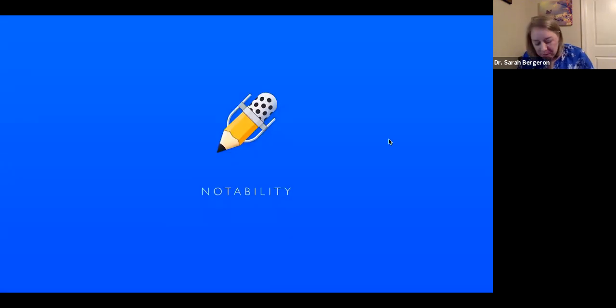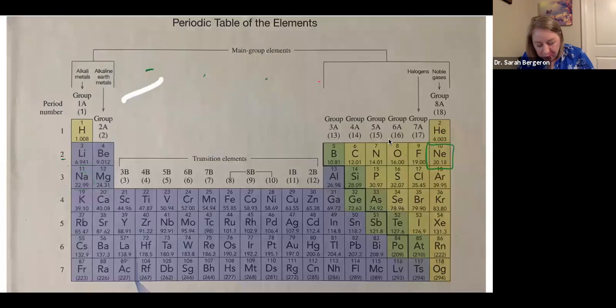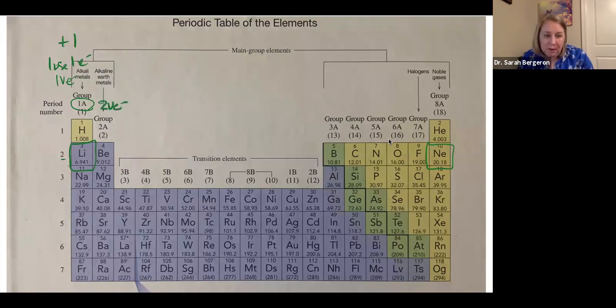Let's see if that makes sense. So, I can erase, right? Okay, so if we are in, let's say group 1A, let's say I'm lithium. What's going to happen to lithium? I have 1 valence electron. I want to lose that 1 valence electron, lose 1 electron. If you lose 1 electron, you're going to be a +1. What if you're beryllium? Beryllium has 2 valence electrons because it's in group 2. So beryllium's right here.